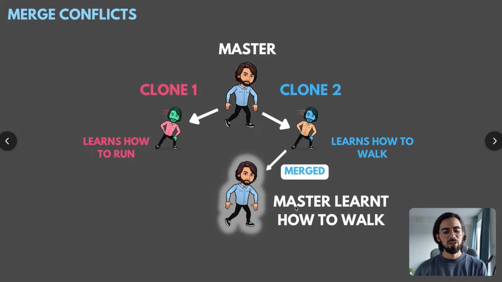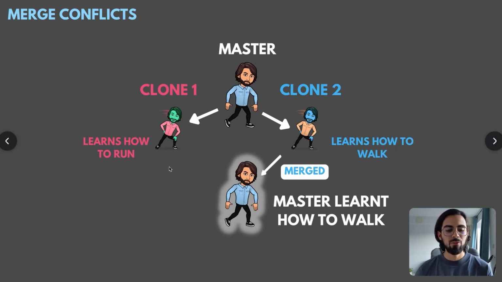But if you think about it, these two branches have something in common. If you're going to develop the code for this branch to learn how to run, you probably want him to learn how to walk as well, because normally you need to learn how to walk first before you learn how to run. So there's going to be some kind of conflict or clash here.